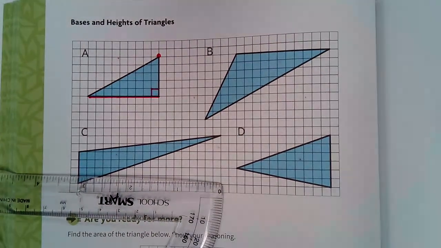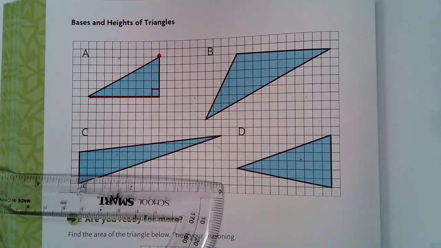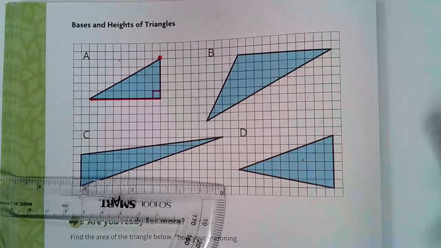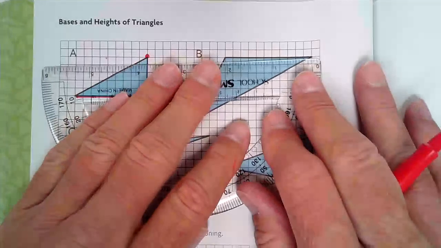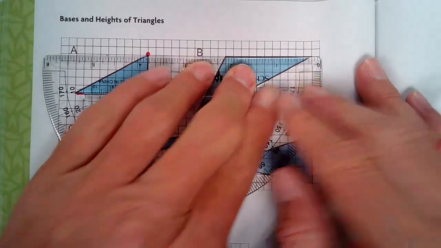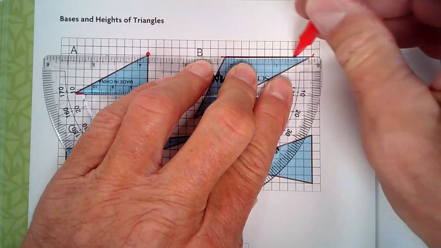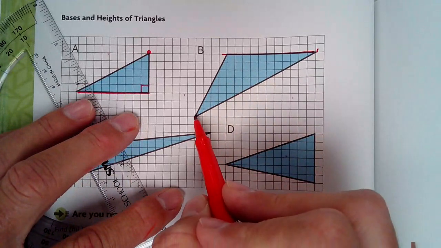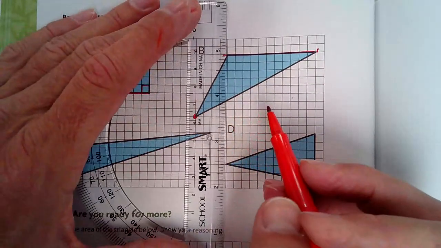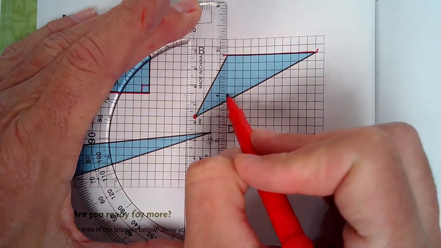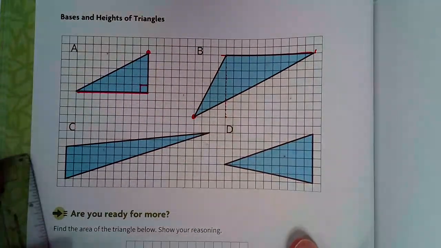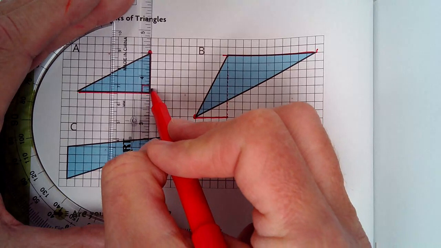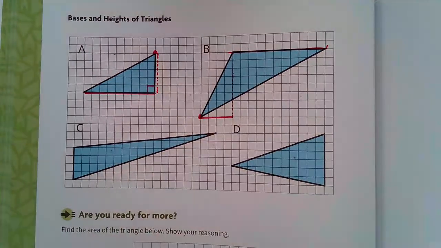How about B? What could we use for the base for B? The bottom one. Yeah, you could use the bottom one, but you could also use the top one. So, for example, if I use this as the base, what would be the height? Right here. And then I'm just going to draw a line to show the height. And just to be clear, this would be considered the height in that one.